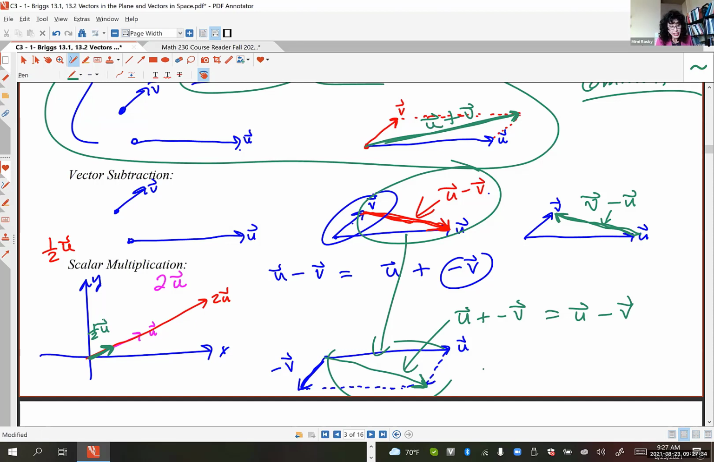And you can use negative scalars too. What if I said negative 1/2 u? Well, it would be half the magnitude, but pointing in the opposite direction. So it'd be pointing that way, and we'd have negative 1/2 u. So scalars can be positive or negative. Okay. And that is a nice visual on adding, subtracting, and scalar multiplication.